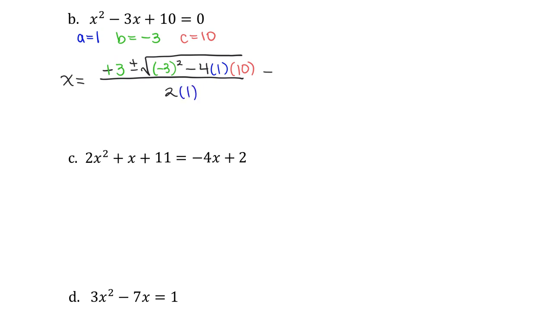Okay, let's simplify it. So I have 3 plus or minus. In the radical, I have b squared. Negative 3 squared is negative 3 times negative 3, which is positive 9. The negative had to be in parentheses because I'm squaring the negative. Negative times negative makes it positive. Minus, okay, 4 times 1 is 4, and then times 10, I get 40. Okay, in the denominator, 2 times 1 is just 2. Okay, let's go ahead and subtract the radicand. 9 minus 40 is negative 31.